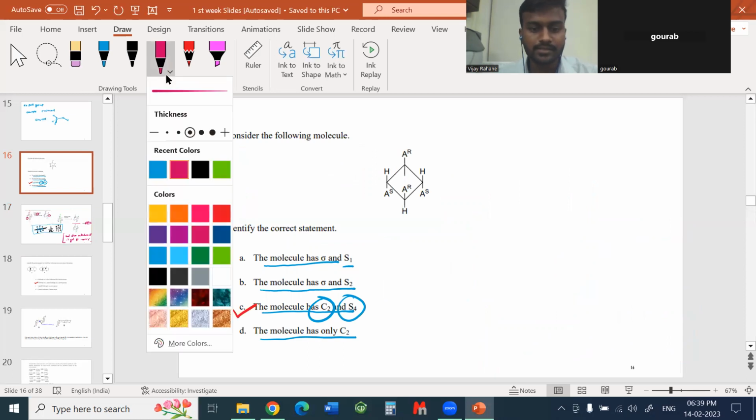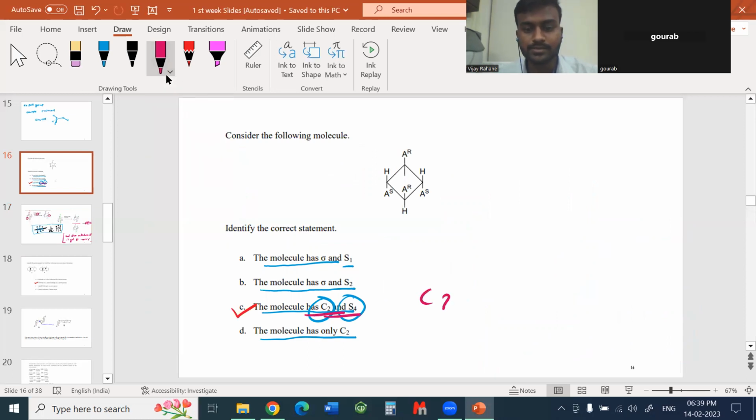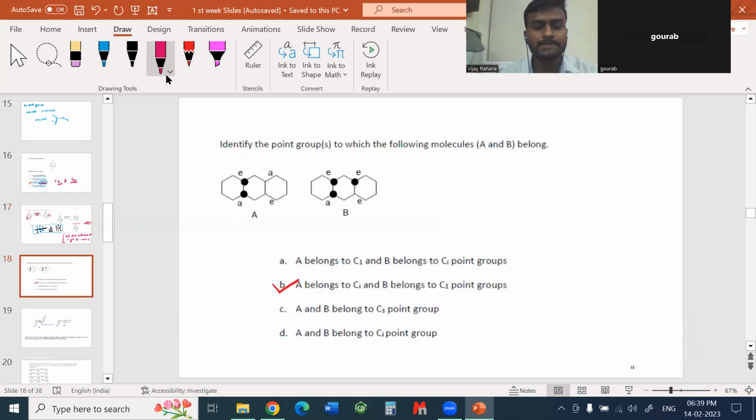The correct answer is C2. That is, it has the C2 and S4. So I hope now it's clear. Now, we'll take up another problem.